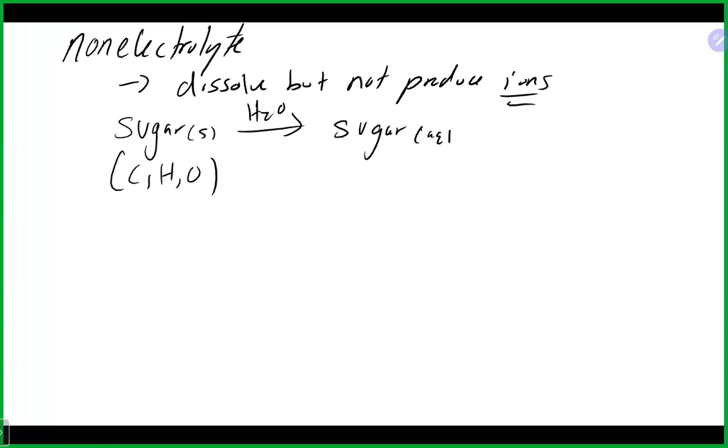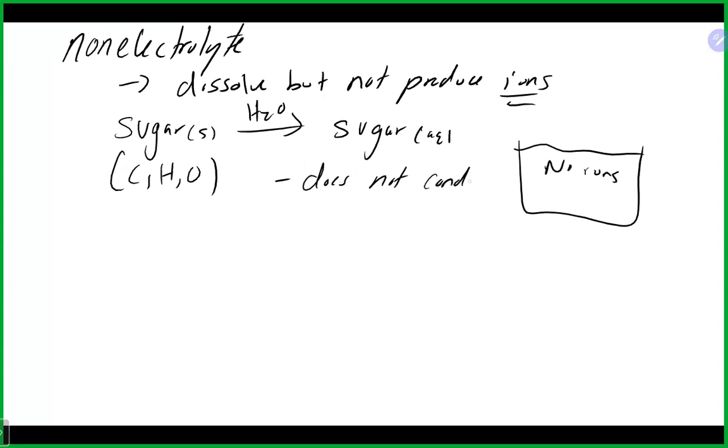But because there's no ions in this case, when you have your sugar water, you have no ions, you're not going to conduct electricity. So if you did your light bulb example, it's not going to turn on. And again, that is because of the lack of ions that are present in that solution.